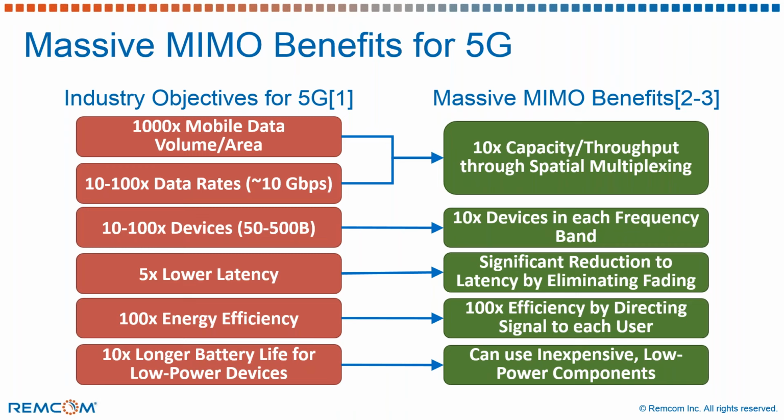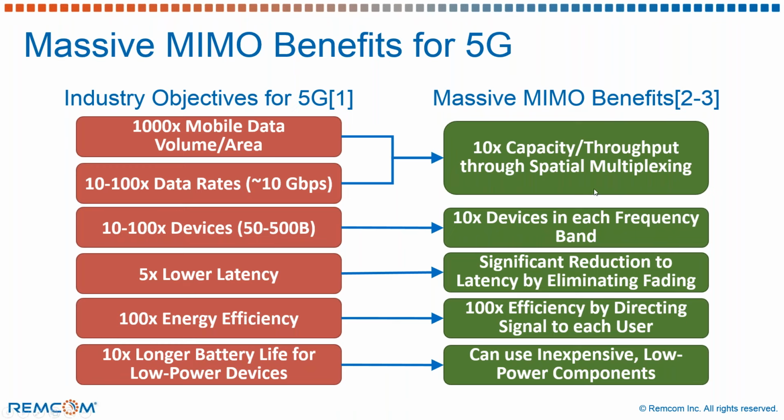So massive MIMO provides a number of benefits for 5G. Some of the major objectives for 5G are shown on the left in red: 1,000 times mobile data volume per area, 10 to 100 times data rates, 10 to 100 times more devices connected wirelessly, 5 times lower latency between devices, 100 times energy efficiency, and longer battery life for lower power devices.